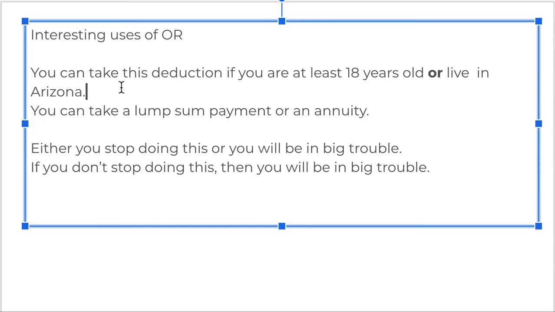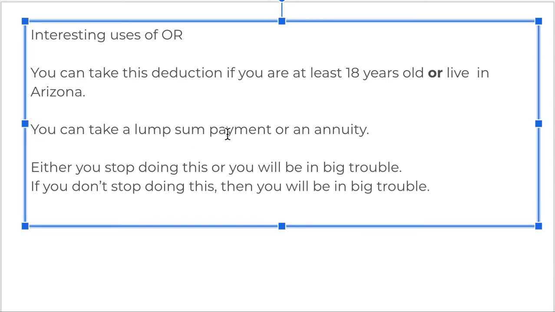The second one was you can take a lump sum payment or an annuity. So it's either one of them, right? You can take either one of them. So the first one was you can be 18 or live in Arizona or both. This one is you can take a lump sum payment or an annuity. So that's either one of them.